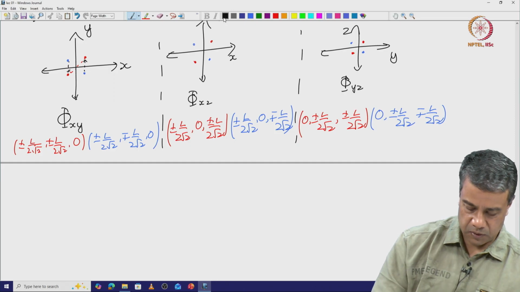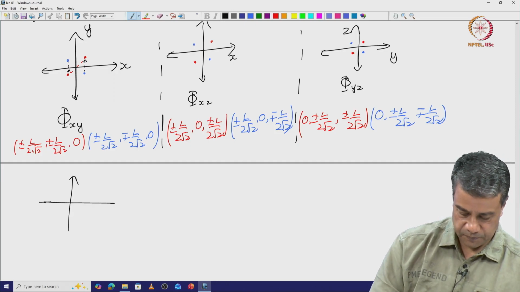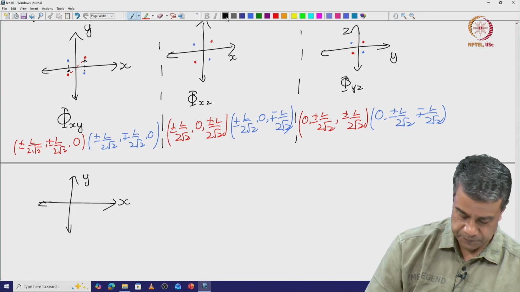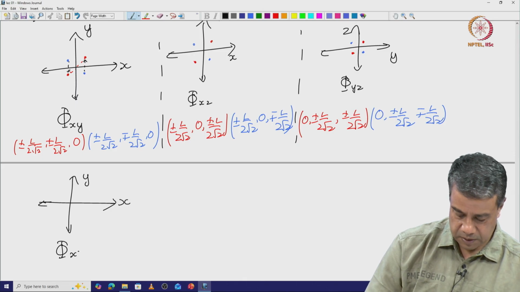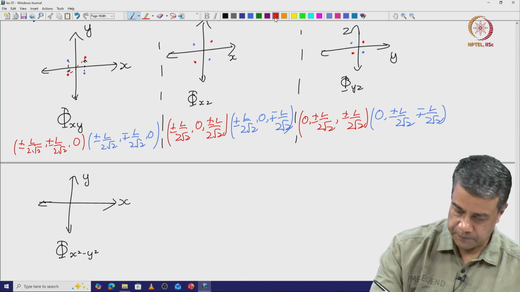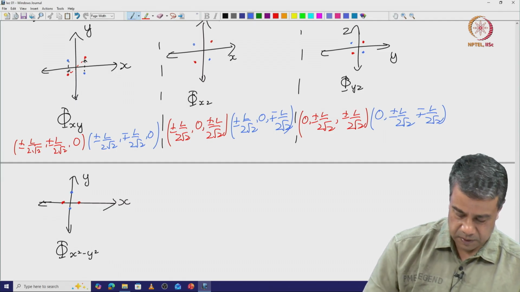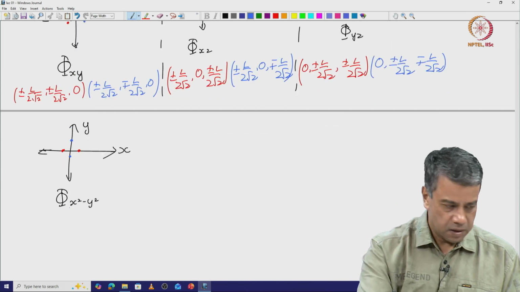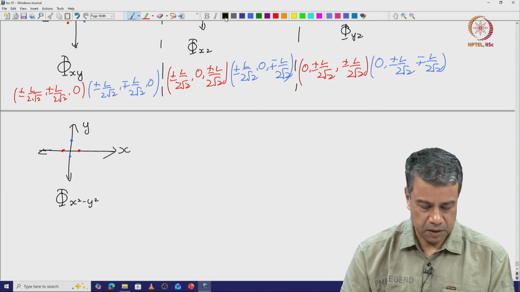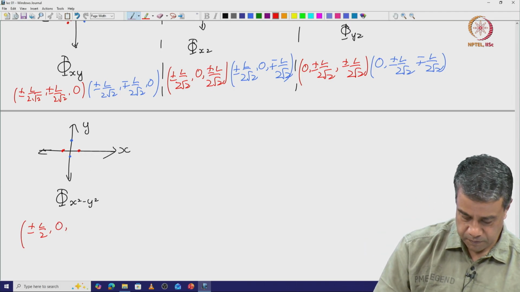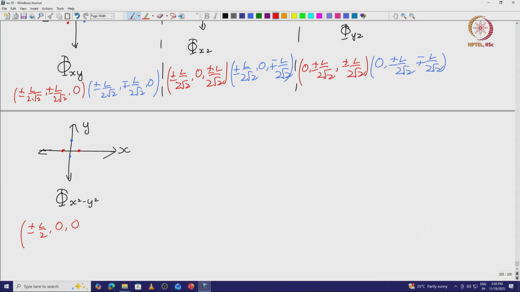And finally, you have one more, which is in the xy plane. It is called phi x square minus y square. 2 sources along the x axis and 2 sinks along the y axis. And the sources and sinks are at the sinks are at 0, plus or minus L by 2, 0.